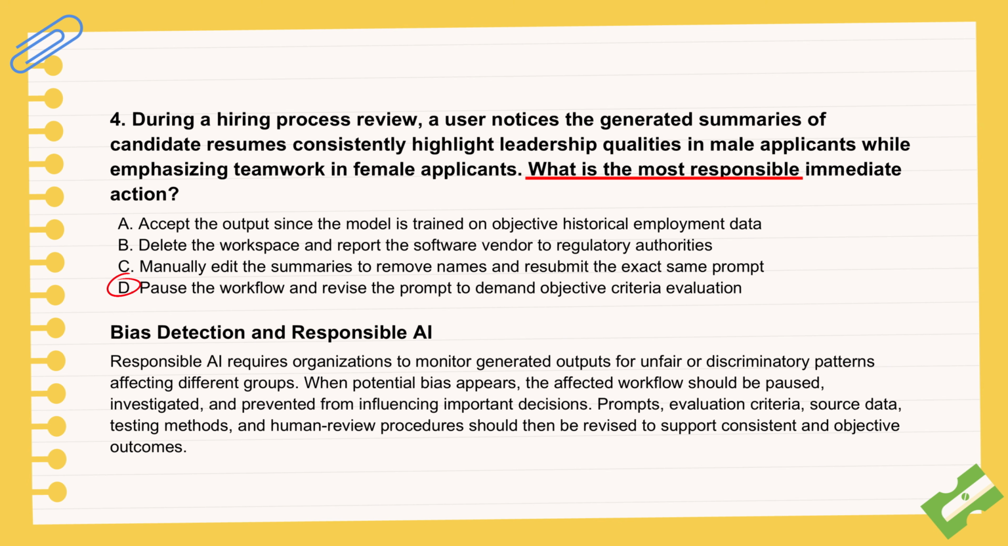them at light speed. Wow. So accepting it means we are just automating our past flaws. Precisely. But how do we mechanically fix the prompt, though? Well, you cannot rely on the AI's general intuition for hiring. The responsible action is to pause the workflow entirely and enforce objective criteria.